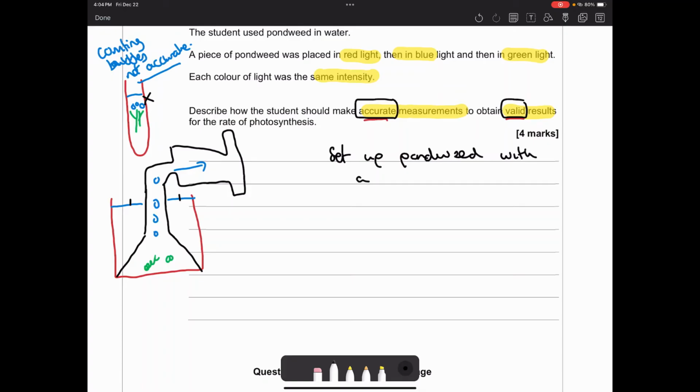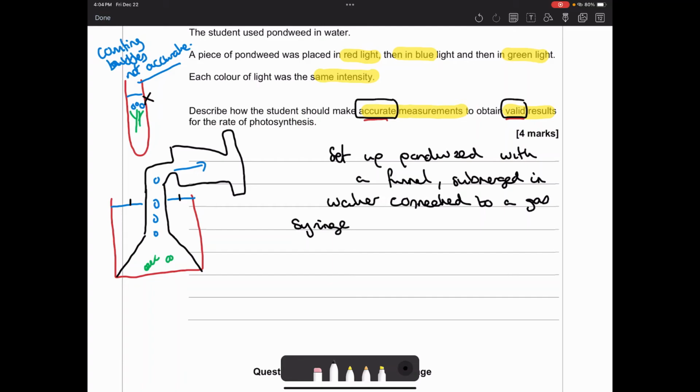So what I would be saying is, set up pondweed with a funnel submerged in water. Okay, so immediately you've told the examiner you are working on the accurate method. And then I would say, keep it simple, connected to a gas syringe. Now, you may not have done it this way in class with a gas syringe, but there's nothing wrong with saying it, and it's the most accurate way of doing it.